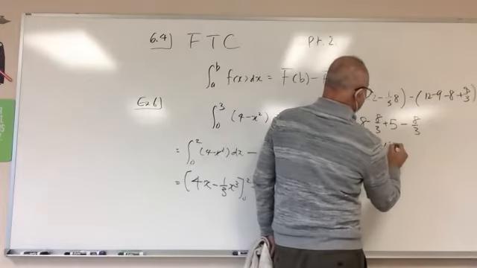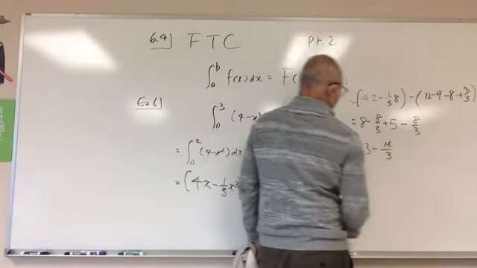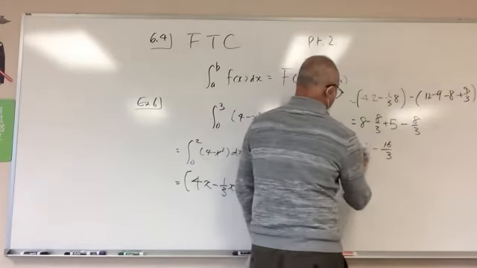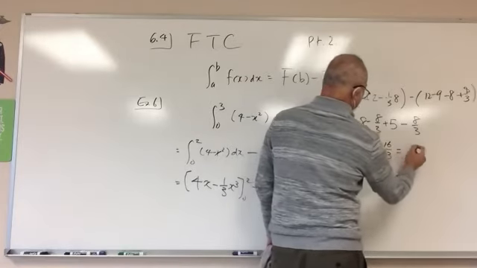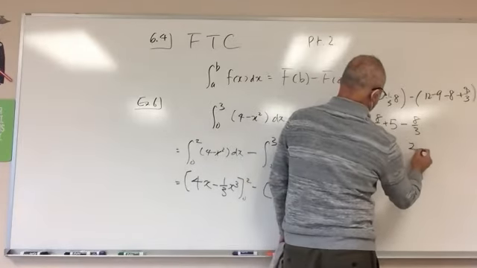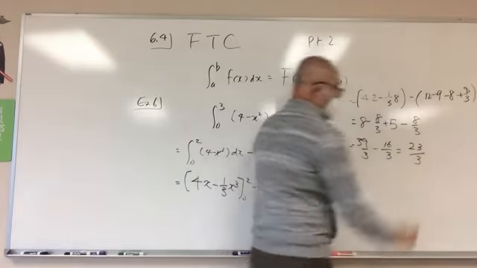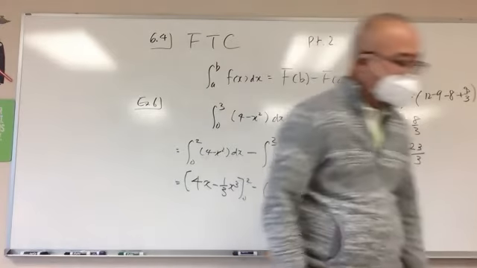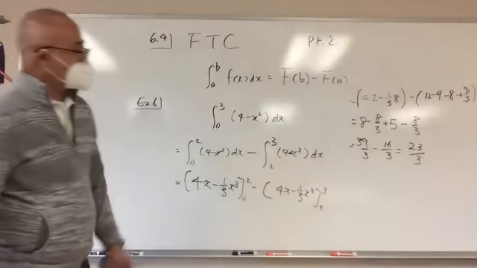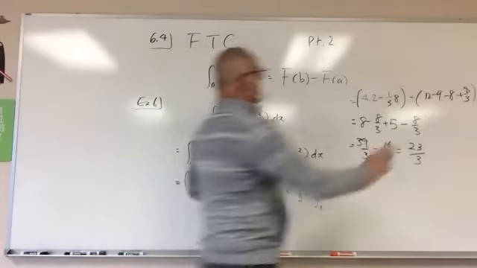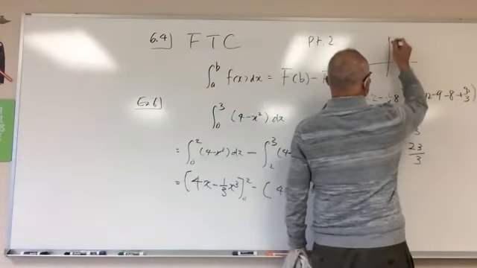13 minus 16 over 3. Ugh, really? 3 over 39. 23 over 3? Is that the correct answer? Okay. Can you see before I erase this?